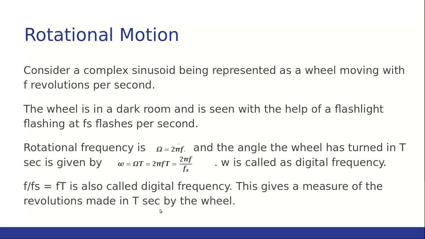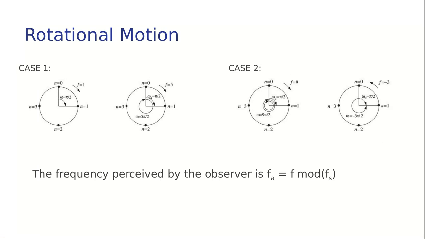But if the wheel is moving with a higher frequency, say f plus m times fs, then it would complete fT plus m revolutions. But an observer would miss this, as the speed perceived by him would be f mod fs. Let's see this with the help of an example.